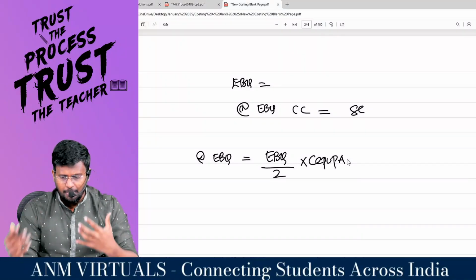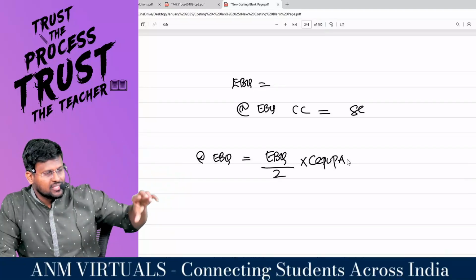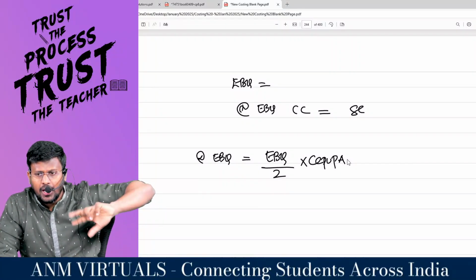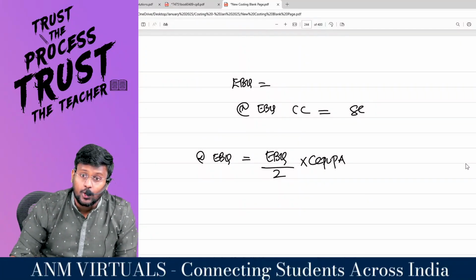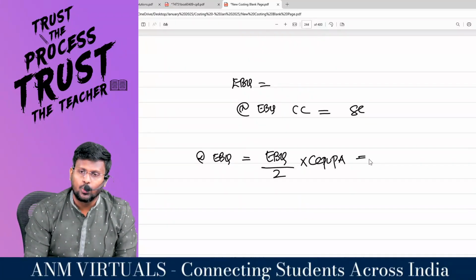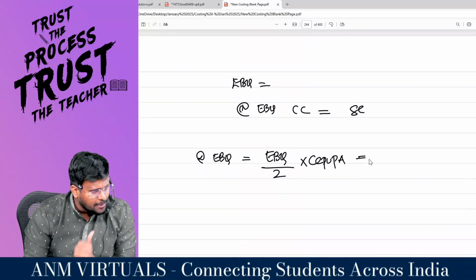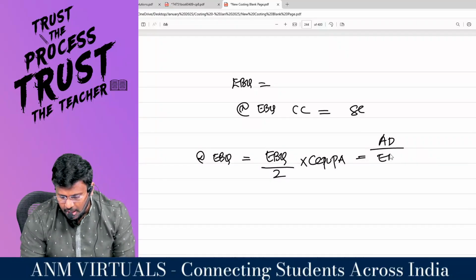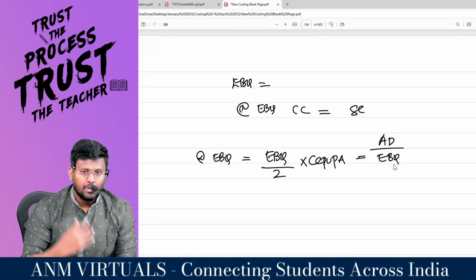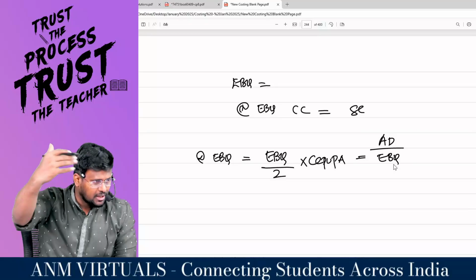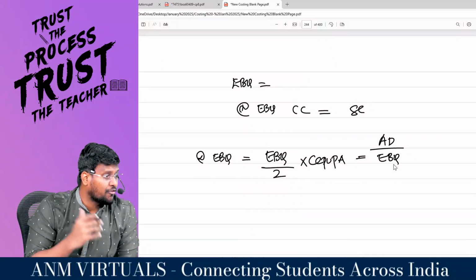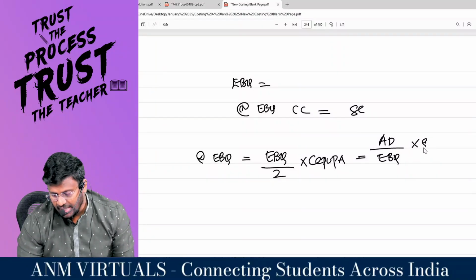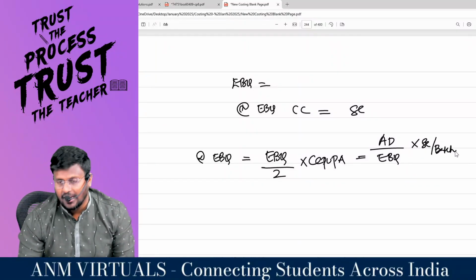So if I am manufacturing 500 units, I will carry 250 units, because starting 500 units will be there, ending 0 units will be there. Getting it? So 500 divided by 2 will be 250 units into carrying cost per unit per annum. This should be equal to the setup cost. What is setup cost? Annual demand divided by EBQ. Because total demand divided by EBQ gives me the number of batches, and number of batches into setup cost per batch gives me the amount.